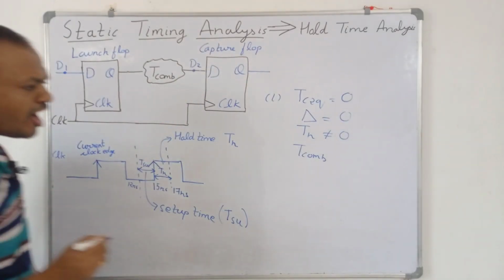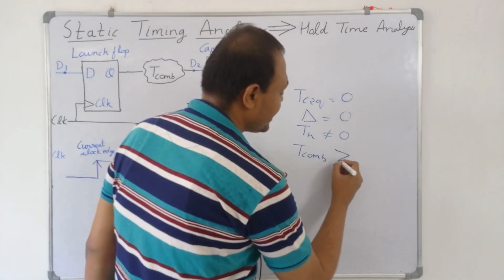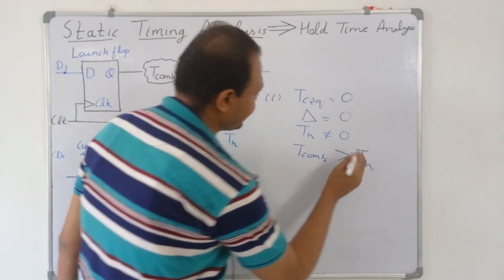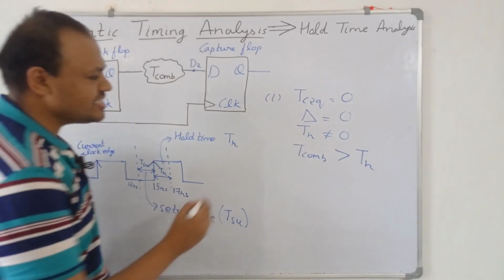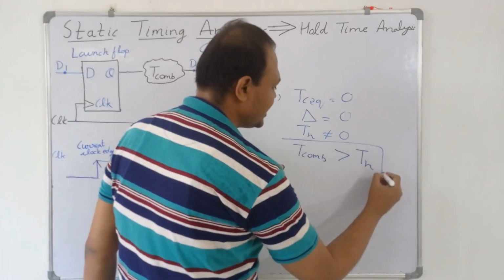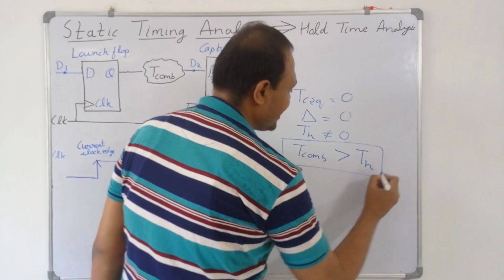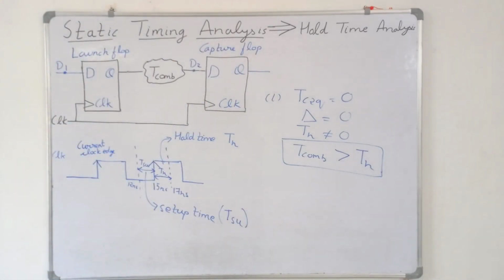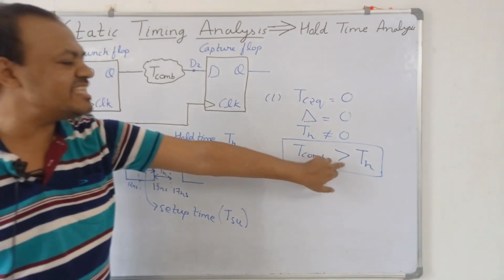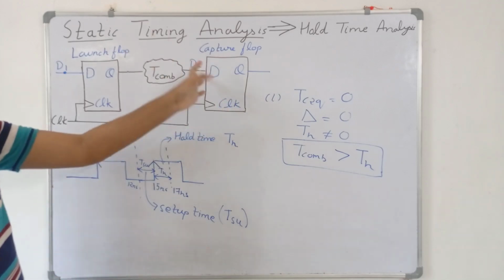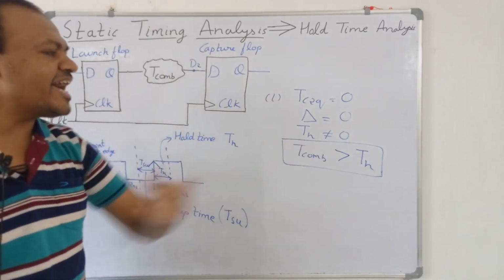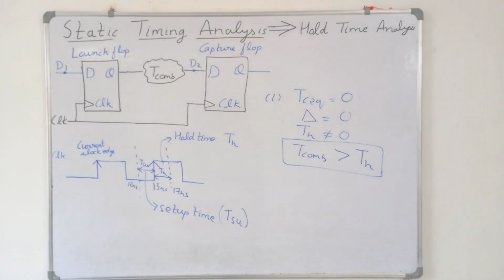So this tcom must be greater than the hold time. Otherwise this data D1 will corrupt this data D2. So this is the required condition for the hold time to not be violated. Otherwise, if T combinational is less than T hold, then this data will arrive at this capture flip-flop before the hold time has passed. So the hold time will be violated.